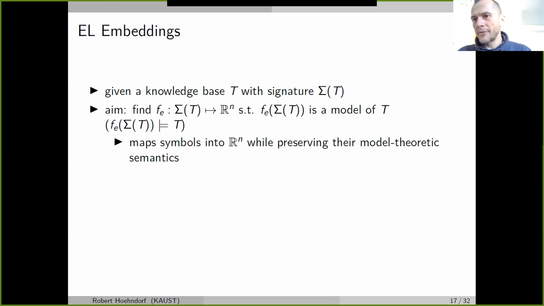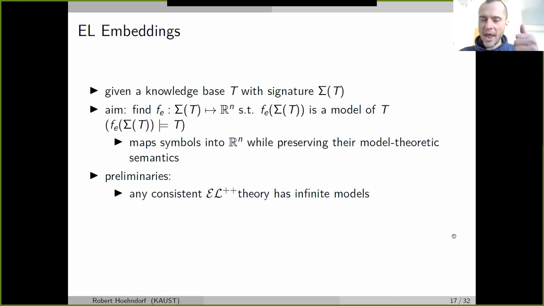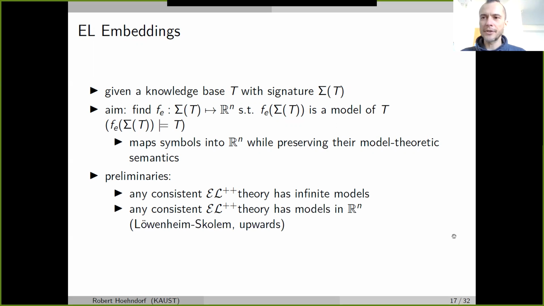And the first question we have to answer is whether such models even exist. We want to find a model in R^n, and at least for the EL language, this tiny little description logic that I have just shown, we know that these are guaranteed to exist. We know that every consistent EL theory has infinite models. And we know by the theorem of Löwenheim and Skolem in the upwards direction that if there's an infinite model, then there is also one in R^n. So at least the existence of such models is guaranteed. Now the question is whether we can find such a model.